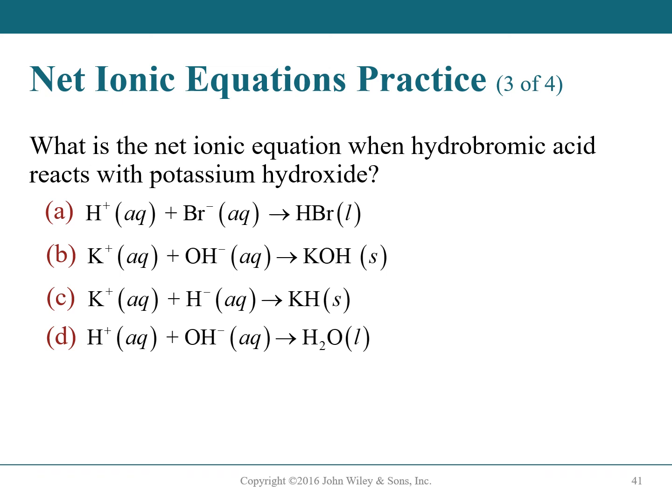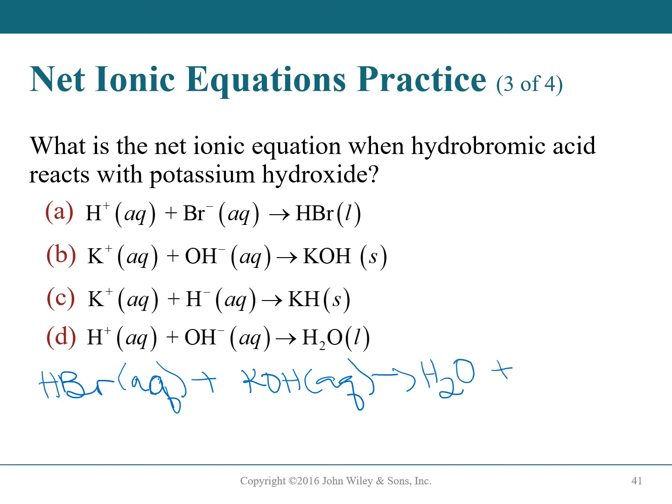All right, so what about this one? The net ionic equation when hydrobromic acid reacts with potassium hydroxide. So let's write that down. Hydrobromic acid reacts with potassium hydroxide. And when I do my double displacement, it gives me water and then a salt. This is aqueous and this is a liquid.